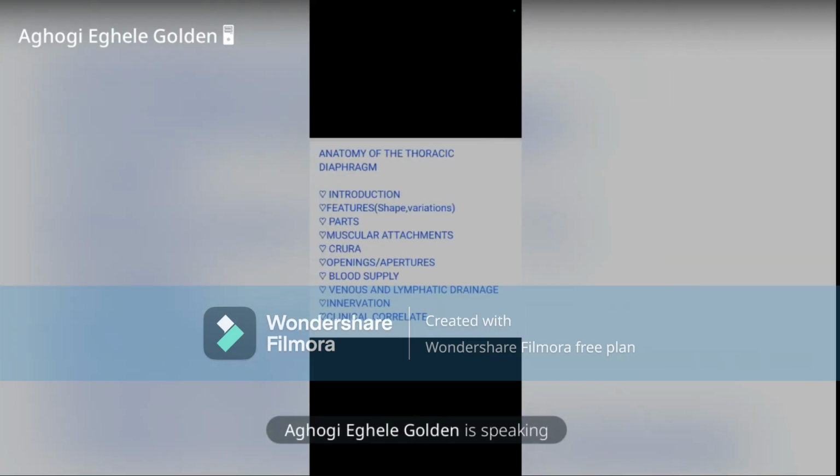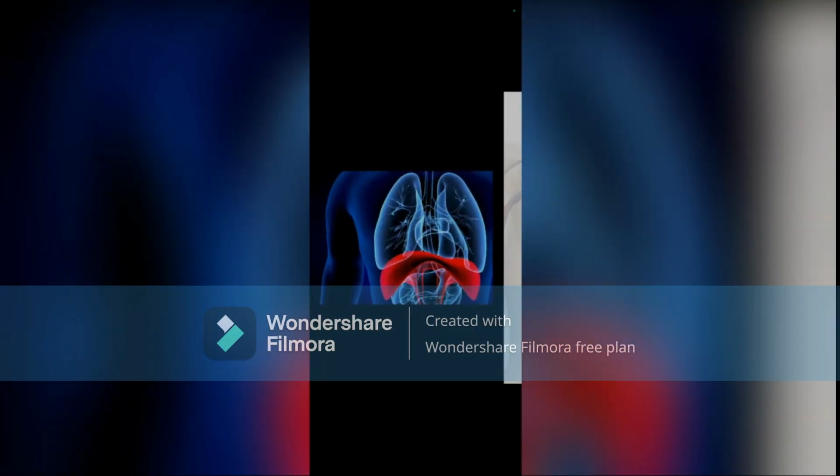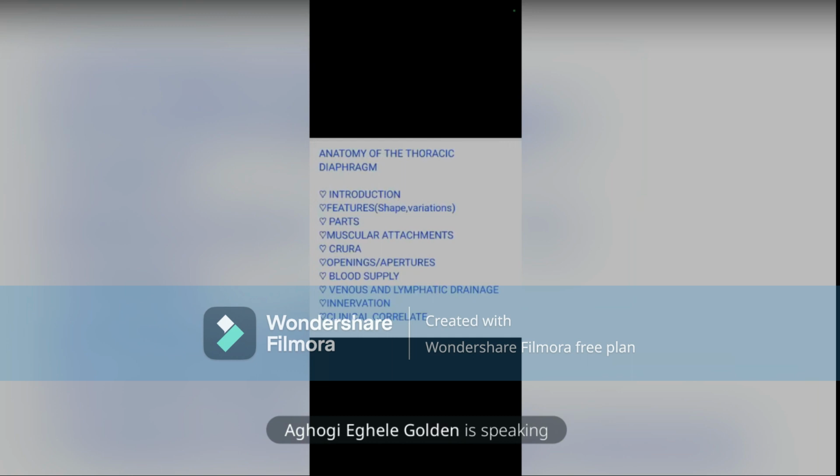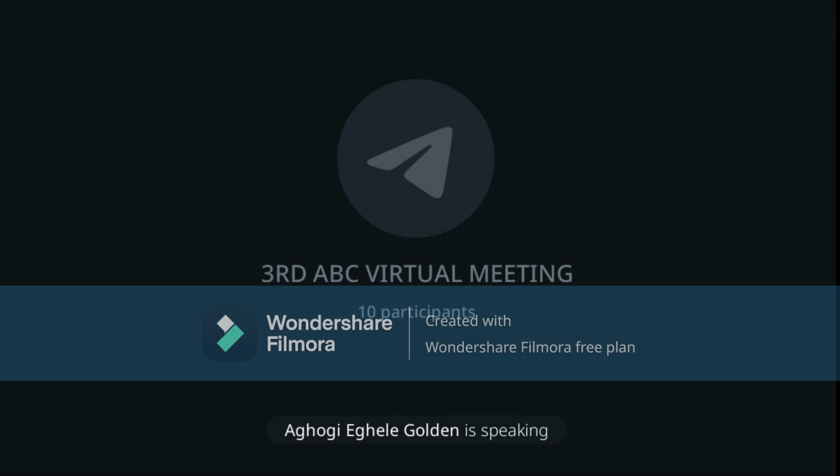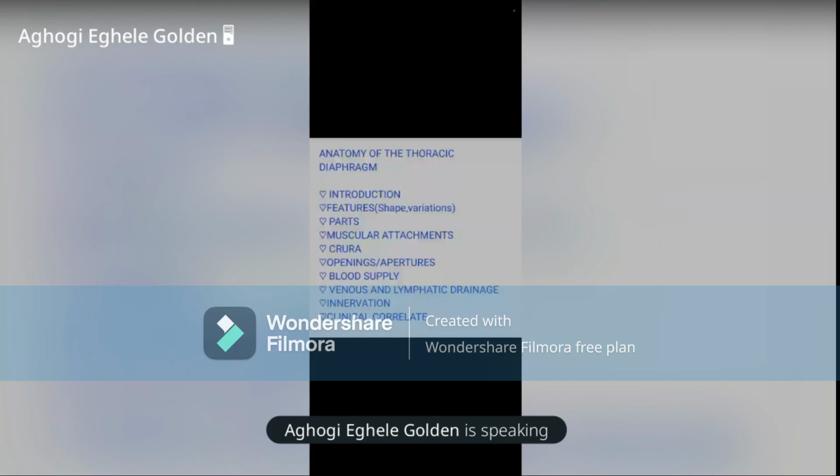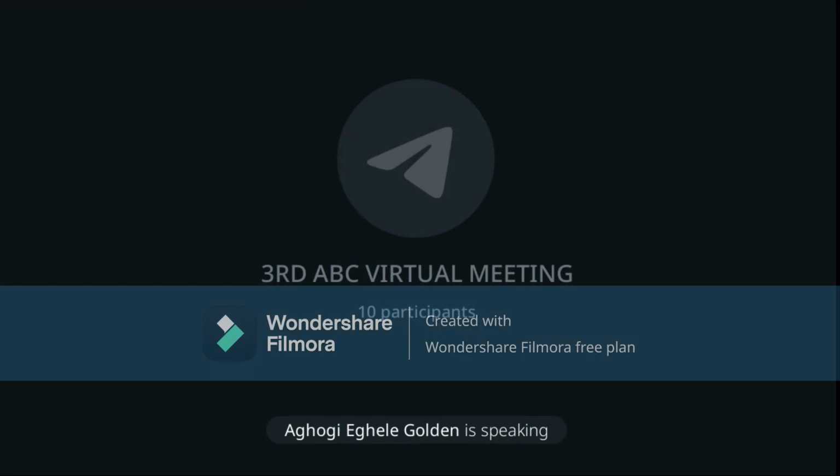So the last thing I'll talk about is the clinical correlates. The first one is about the nerve supply of the diaphragm. It's supplied by phrenic nerve C3 to C5, like I've said before. This nerve also supplies the shoulder. So when there is, let me say, a rupture of the diaphragm or injury to the diaphragm, there will be referred pain to the shoulder. Instead of feeling the pain around the diaphragmatic region, you feel the pain on the shoulder.